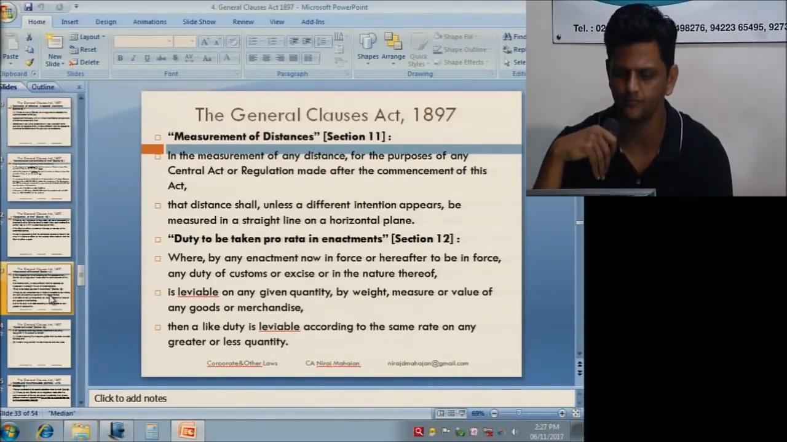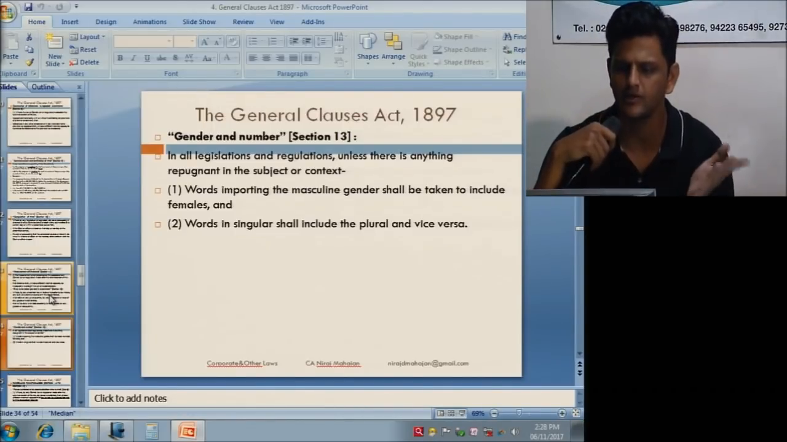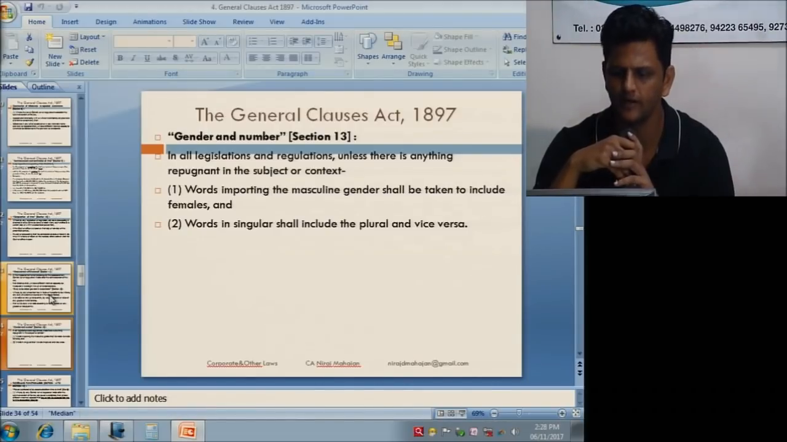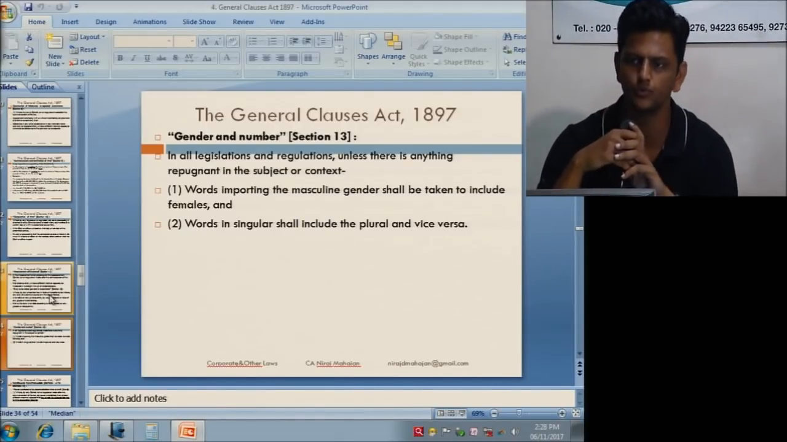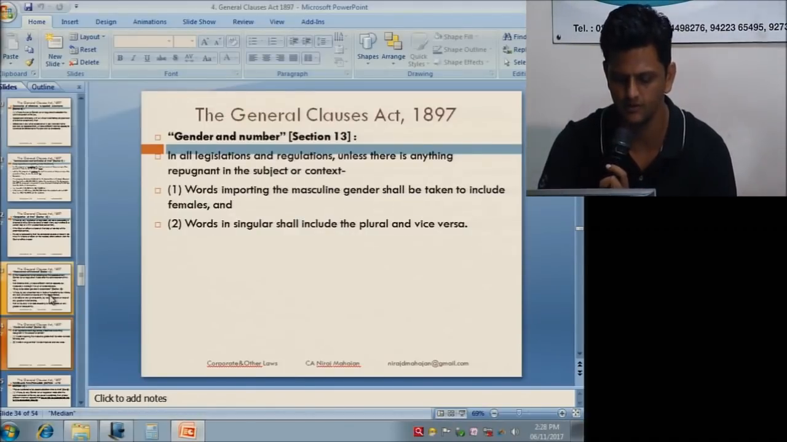Pro rata, proportionate. Gender and number. Gender means masculine will include feminine and vice versa also. And words in singular shall also include plural and vice versa. Correct? Both gender and number.